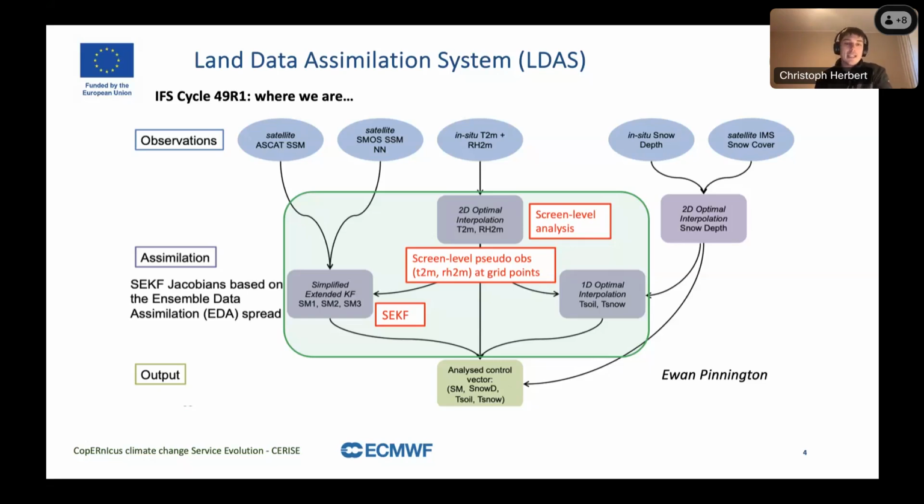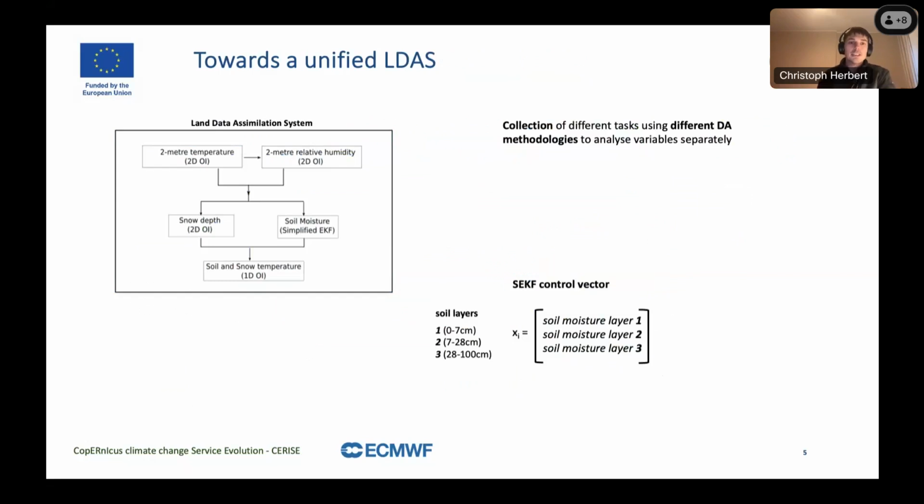And the future, or the aim, is to have a unified system based on our most advanced simplified extended Kalman filter, because this method is based on the ensemble of data assimilation. So the sensitivities between the atmosphere and the land are based on the spread we have in our EDA. So just another image of what I just showed, this land data assimilation system.